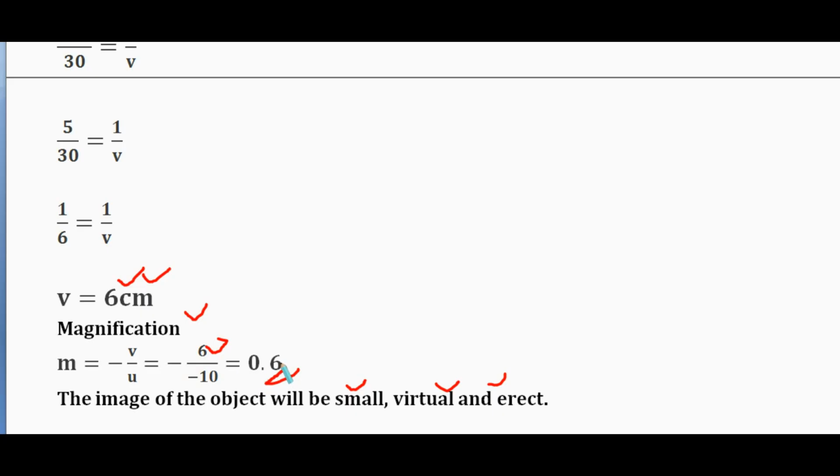For less than 1, the image is small. For greater than 1, the image is large. For 1, it is equal to the object.